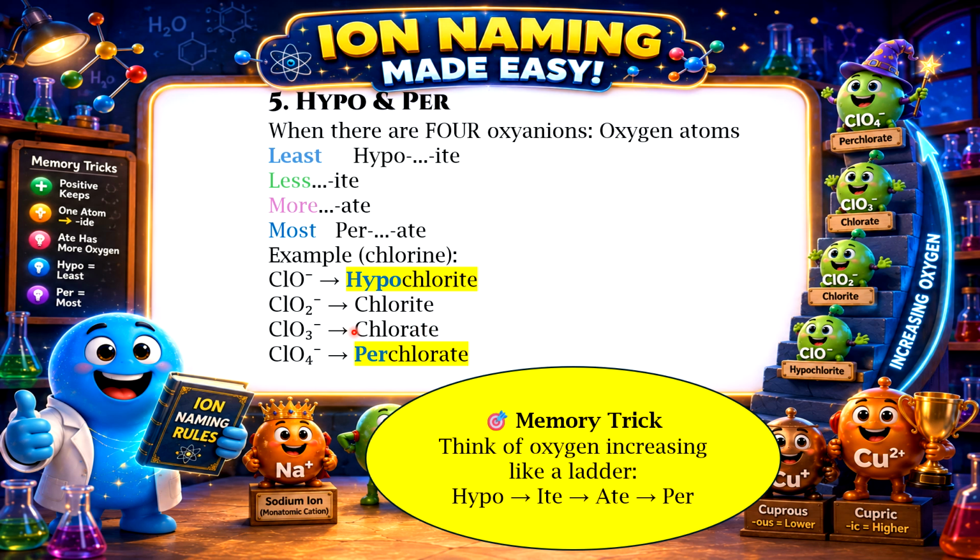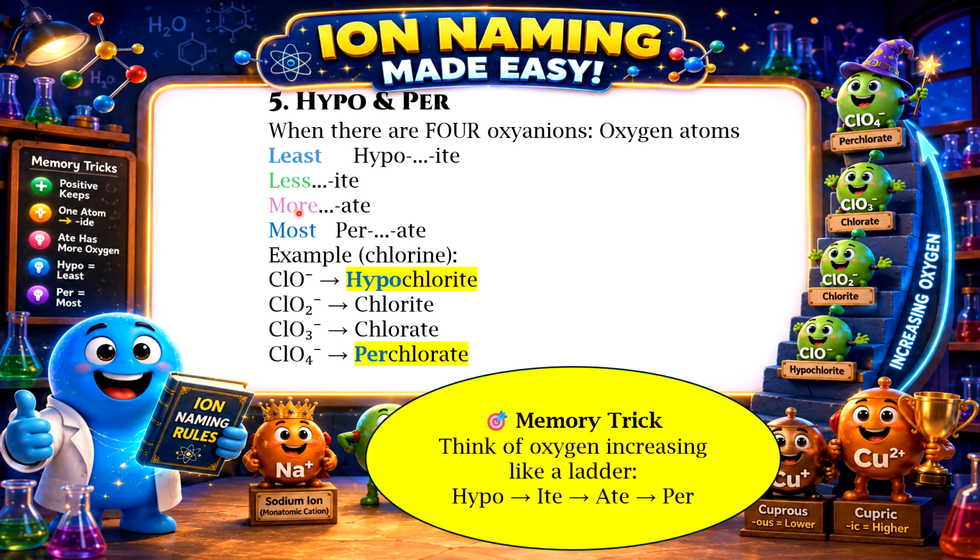Now if it is lesser than the 2, we put a prefix hypo. And if it is greater than 3, that means most, we put a prefix per in front of the name. So perchlorate here becomes hypochlorite.